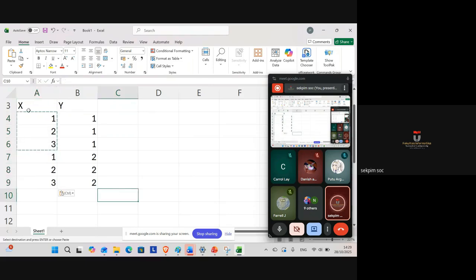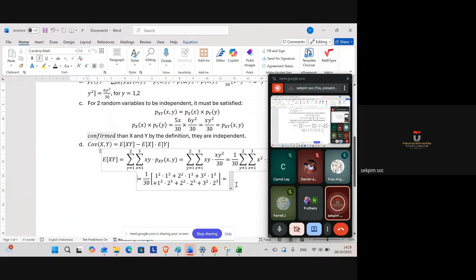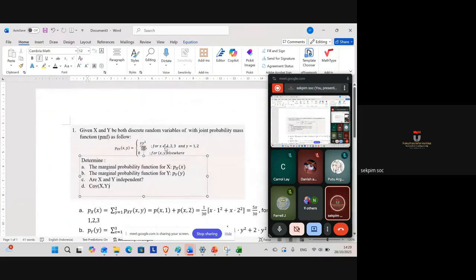Okay, I can write this table. This is for the whole possible pair of x and y. So this is for x equal to 1: (1,1), (2,1), (3,1), (1,2), (2,2), and (3,2), right? These are all the possible values for the pair of x and y. And we have this is pxy. Pxy, what is the formula? I forgot.